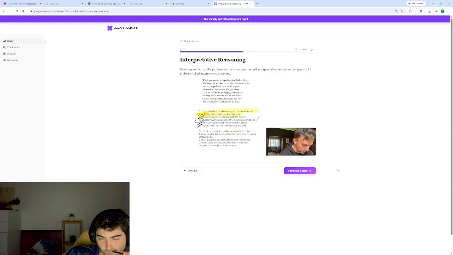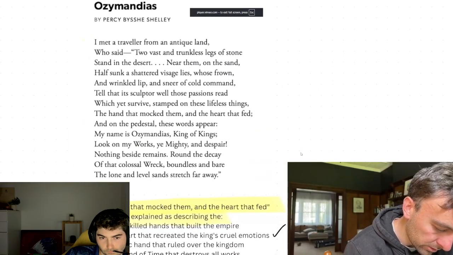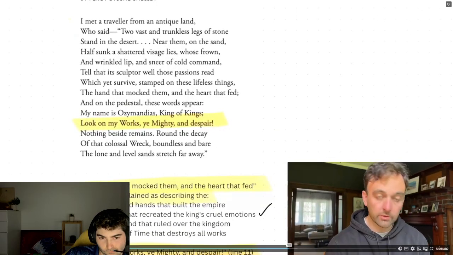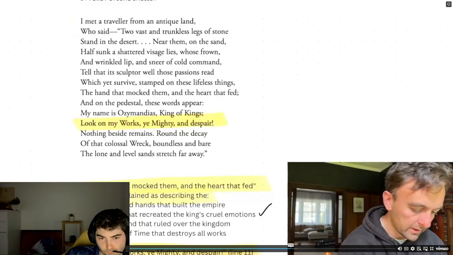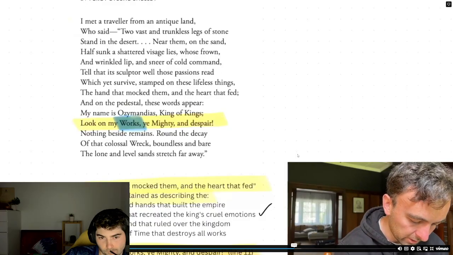So let's have a go at question number 2 now. Again, it's going to tell us quite quickly where to go, and that's to line 11. Look on my works, ye mighty, and despair. So again, we'll go down to here, and we're going to interpret what we think this means. We need to start thinking about what stands out to us. What are the clues here? I see works, so the king is saying, look at everything I have. That's what works means. Maybe I'll write that in somewhere.